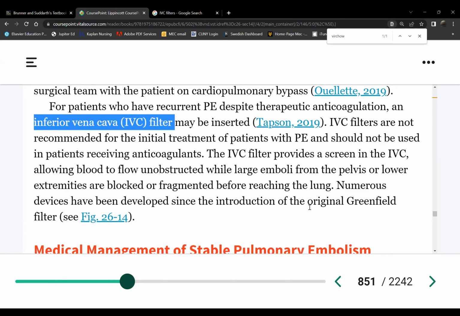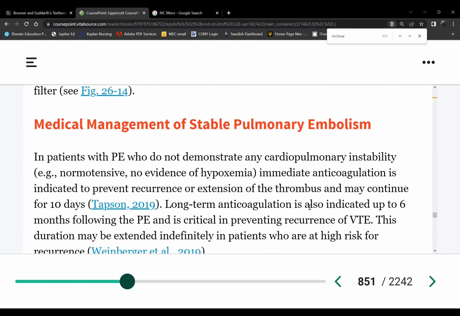I won't do it because there are complications also related to the IVC filter. They can break and become emboli themselves. That's why you have lawsuits.